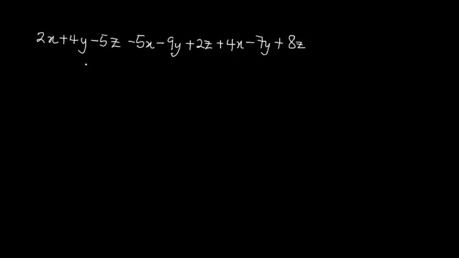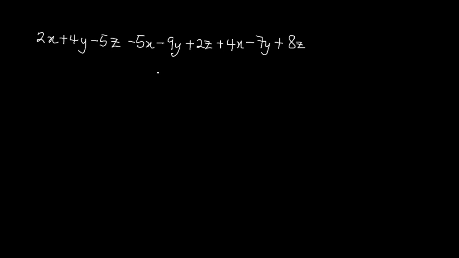In today's video, we want to learn how to simplify algebraic expressions. So let's begin by looking at this example that we have over here. We have 2x plus 4y minus 5z minus 5x minus 9y plus 2z plus 4x minus 7y plus 8z. So this is the algebraic expression, and we have to simplify it.